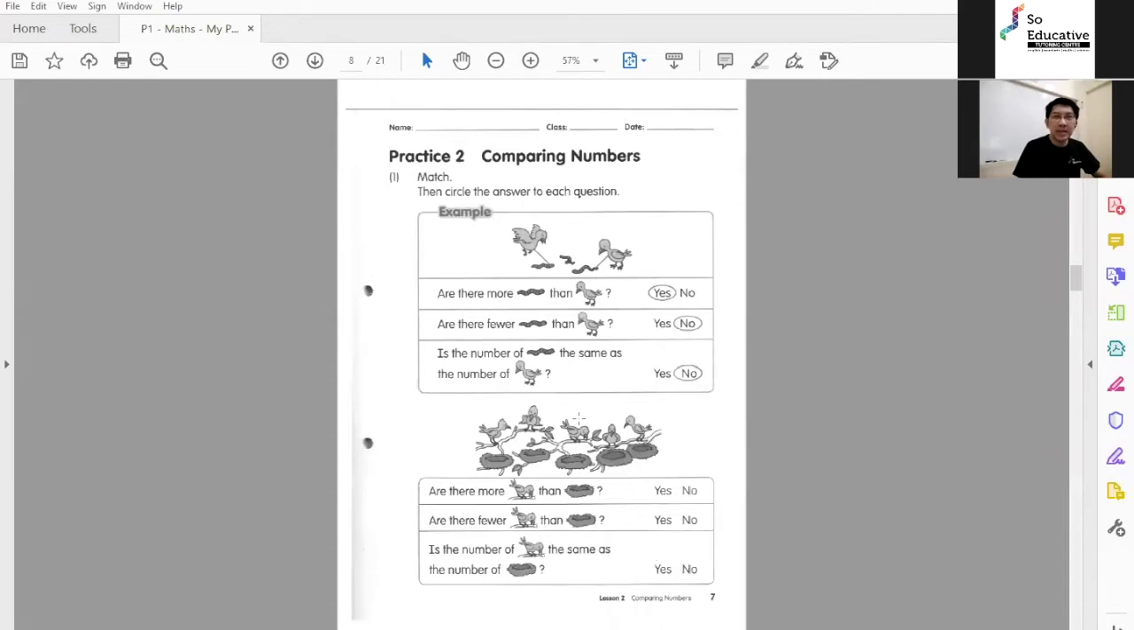Today, we are going to do practice 2 from chapter 1, my Paul's Maths 1A workbook. So this is practice 2, comparing numbers. Let's start with number 1. First of all, remember, we have to read the question carefully. It says match. Then circle the answer to each question. They have given you the example here. Let's take a look at the example first of all.